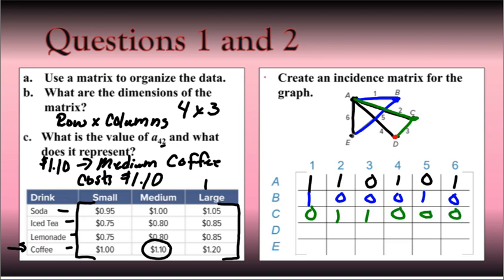Then I look at D. Only 3 and 4 touch it, so I'm going to put a 1 at 3 and 4. Everything else are zeros. Then our last one, we got E. We just have 5 and we have 6, so I put 1s at 5 and 6. Everything else is 0. And there you have your incidence matrix.